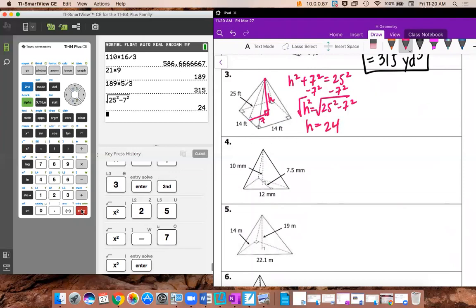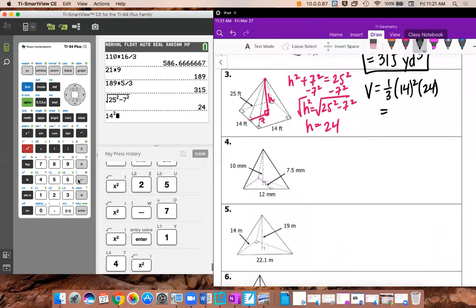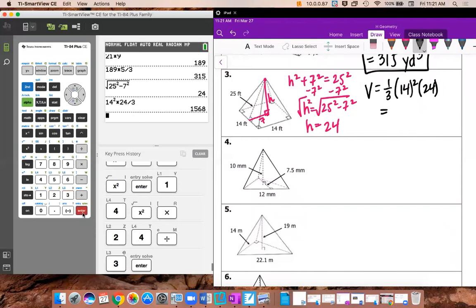So now we just plug it into our volume formula. So volume is going to be 1/3 times the area of the base. Oh, we forgot to do that, but the area of the base is just going to be 14 times 14, or 14 squared, times your height, and we got that our height was going to be 24. Okay, so let's plug it in. So 14 squared times 24 divided by 3. Okay, so we get our volume is 1,568 perfectly, and then our units are feet cubed.